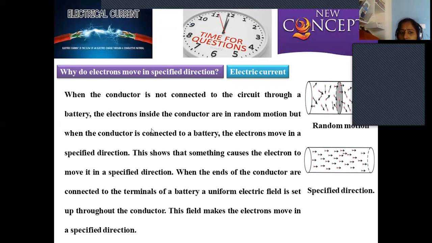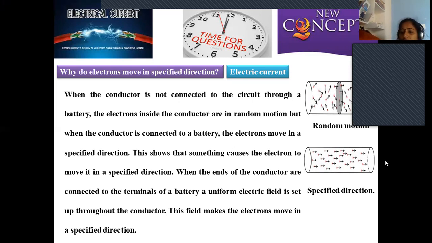When a conductor is not connected to a circuit through a battery, the electrons inside the conductor are in random motion. This is called an open circuit, right? When it is connected with the battery, electrons move in a specified direction, either right hand side or left hand side. That depends upon the potential difference. This shows that something causes the electrons to move in the specified direction. When the ends of the conductor are connected to the terminals of the battery, a uniform electrical field is set up throughout the conductor. This field makes the electrons move in the specified direction.